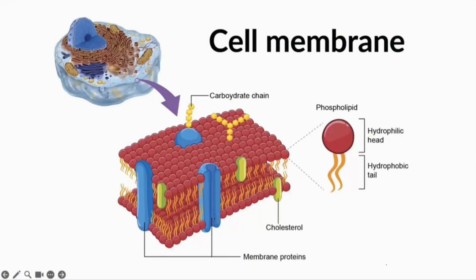And what are the functions of these structures on the cell membrane? These phospholipids act as a barrier to prevent water-soluble substances from moving freely across the cell membrane. This phospholipid has a hydrophilic head and hydrophobic tail. That means hydrophilic head is water loving and hydrophobic tail is water hating. And the membrane proteins act as channels to transport the molecules inside the cell, and cholesterol gives the structural integrity, and the carbohydrate chain acts as a marker to recognize other cells.